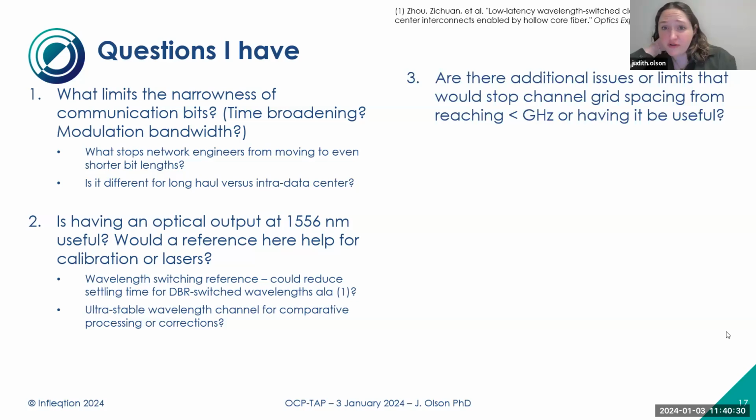And then for reducing the channel grid spacing further, are there any other issues that I didn't touch on at all that this group might be aware of that stop this from being possible? It seems like the spatial separation is the key to making this viable.